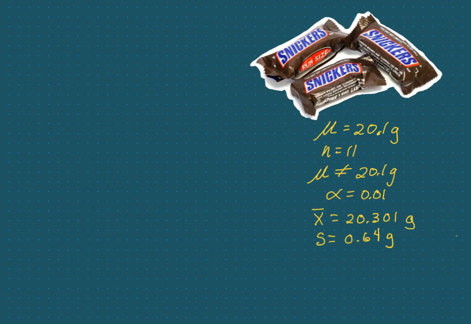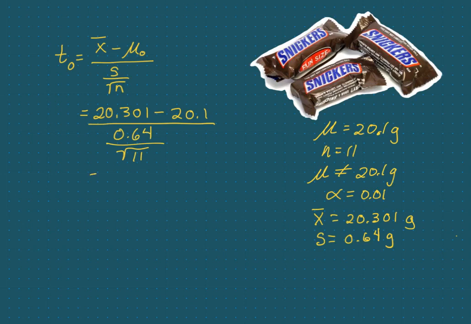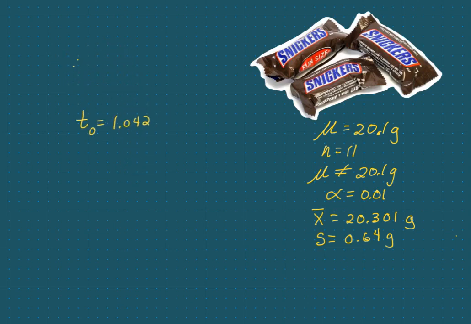So now we need to calculate a test value. That is always the mean of the sample minus the population mean, or the target in this case, divided by the standard error of the mean. So we have a calculation to perform, and that calculation gives us 1.042 for our test value. We actually need one more number, and that is the degrees of freedom. Subtract 1 from 11, you get 10 degrees of freedom.